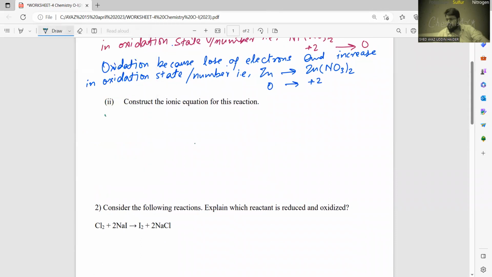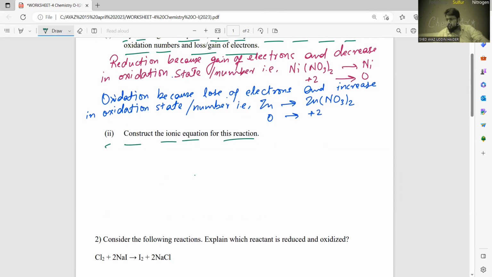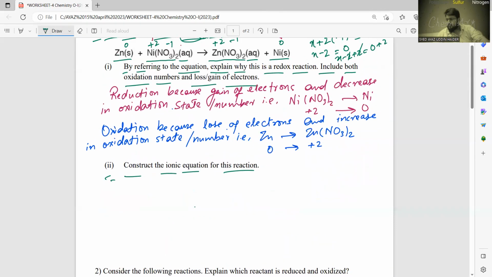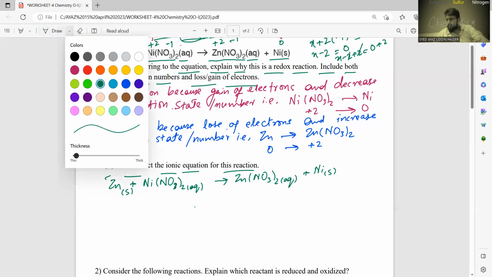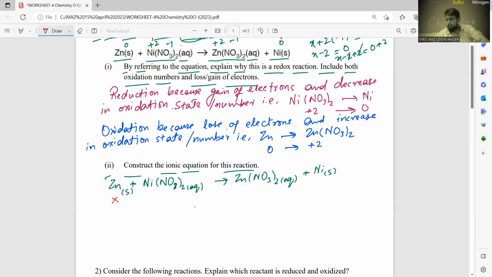Part 2. Construct the ionic equation for this reaction. I am writing the reaction equation for your convenience. Zn plus Ni(NO3)2, I'm writing the state symbols also. Zn(NO3)2 aqueous plus Ni. Remember, only aqueous will be opened. Solid state will remain unchanged.